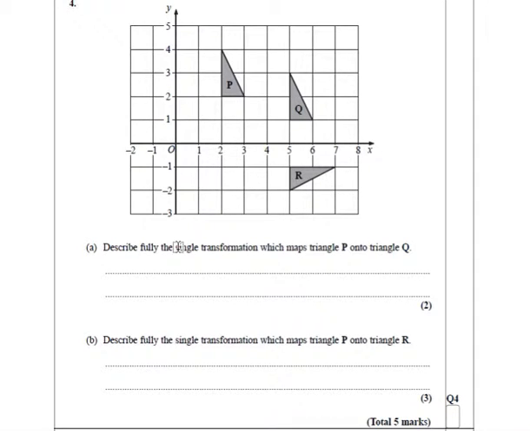Question 4 is all about transformations. It's really important, it's single transformations. You're never combining two transformations. As soon as you start trying to combine the transformations, you lose all your marks. So we're looking at just one transformation.